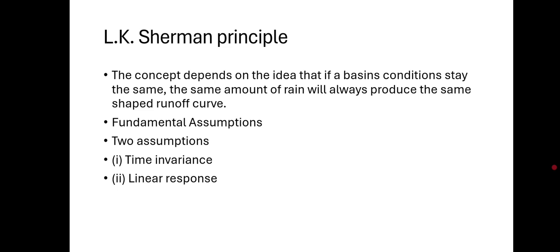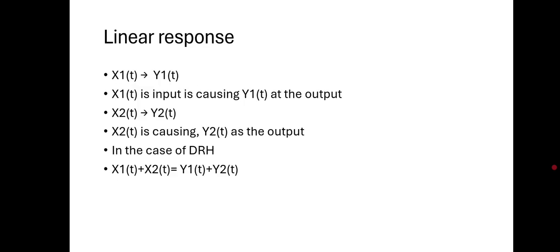Then another one is linear response. If 1 centimeter of rain gives a peak flow of 10 meter cube per second, then 2 centimeter of rain will give a peak flow of 20 meter cube per second. The ordinates, the vertical values, are directly proportional to the total runoff. x1(t) gives y1(t).